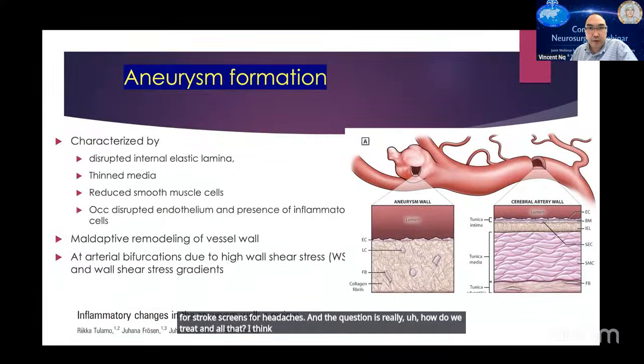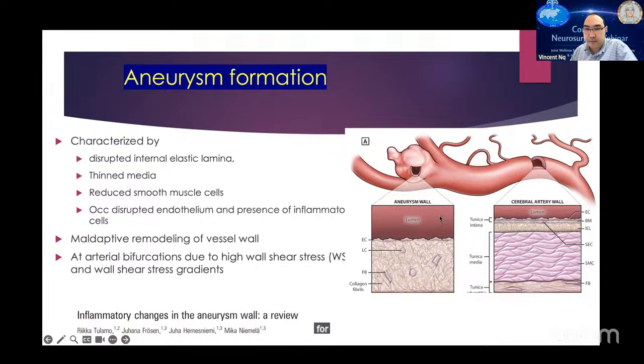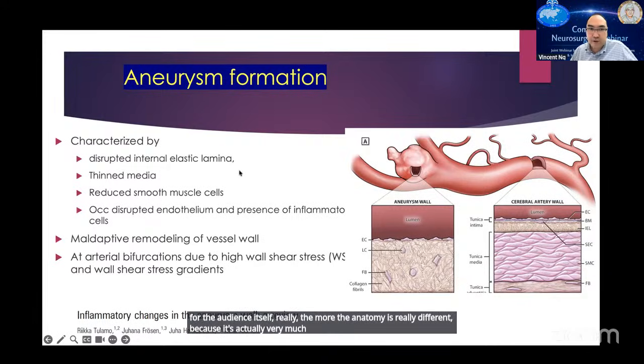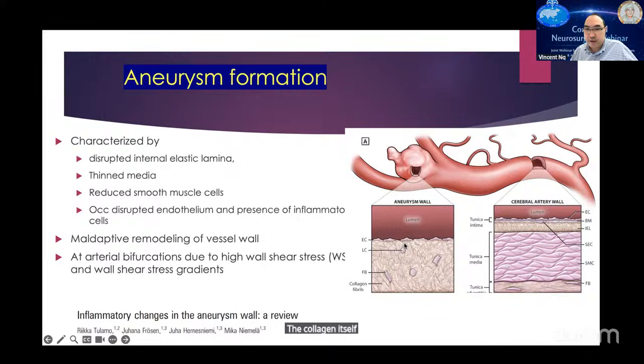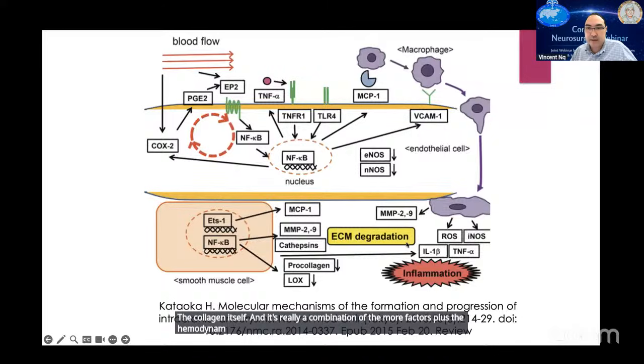I think with the group here, I don't really need to explain the anatomy of the aneurysm itself, but for the audience, the wall anatomy is really different because it's very much characterized by the disruption of the internal elastic lamina, the thinning of the media, and the disruption of the endothelium itself with malmodeling of the collagen. And it's really a combination of the wall factors plus the hemodynamic factors itself.